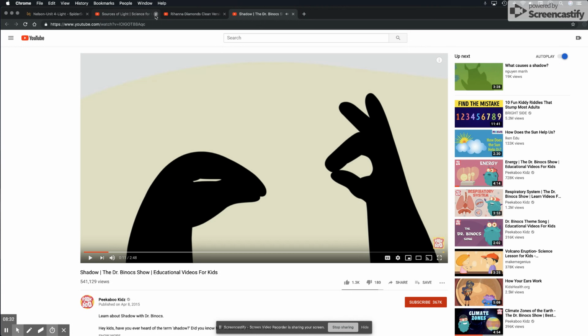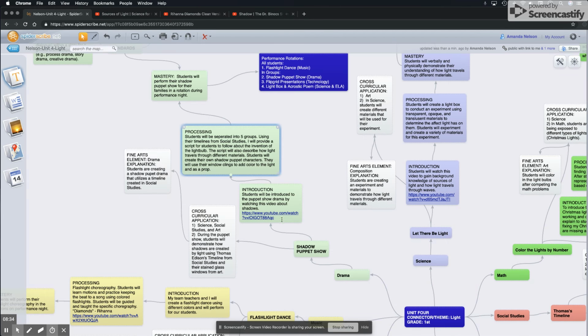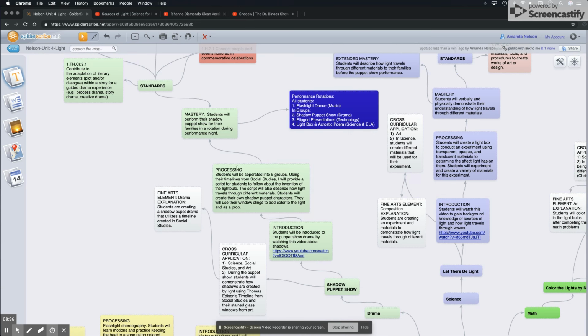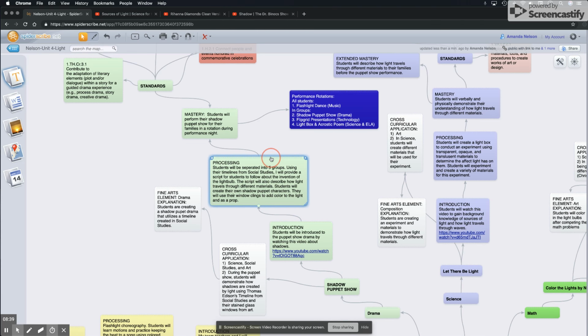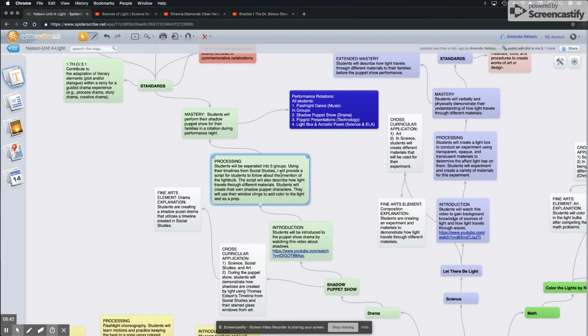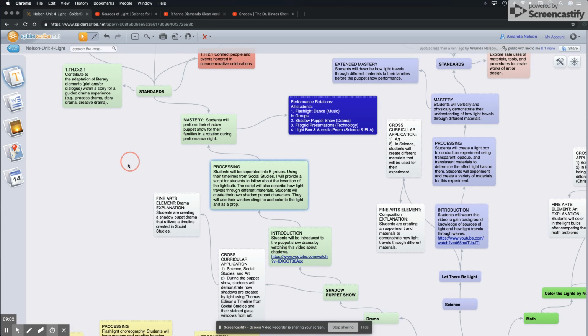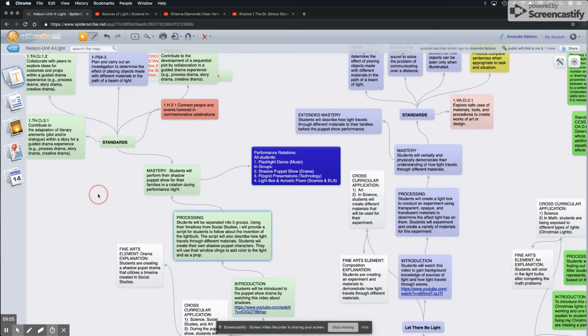Crow. So students are going to be learning what shadow puppets really are all about, and then I'm going to separate students into 5 different groups, and they're going to be using our social studies timelines to provide a script for each group. Each group will have the same script, but it's going to be grouped a little bit differently to make it easier for parents to come in and see their students. So the script is going to describe how light travels through the materials, and then they're going to use their window clings and create different props for their puppet show.